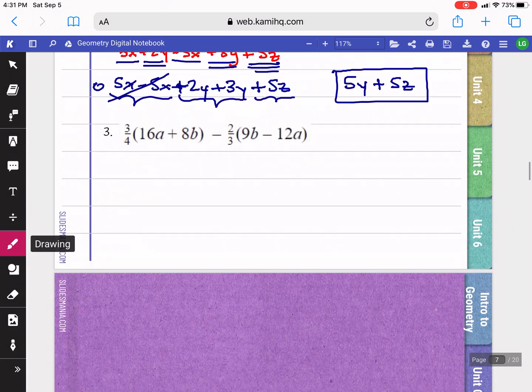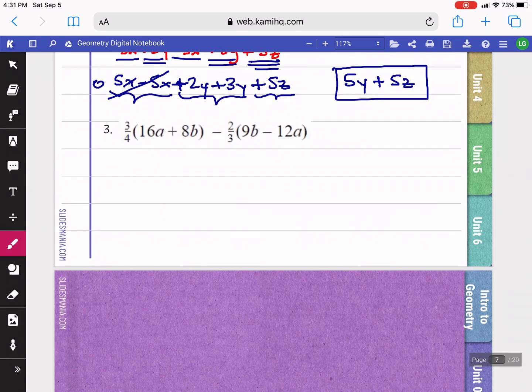This last example here is doing the same thing, but I put fractions because I want to make sure you know how to multiply when you have fractions. So I'm going to start with 3/4 times 16a. Now on the side, I'm going to show 3/4 times 16. Anytime you're multiplying by a fraction, you multiply times the numerator, then divide the denominator. So this is really 3 times 16 divided by 4. Or 48 divided by 4, which is 12. So 3/4 times 16a is 12a.